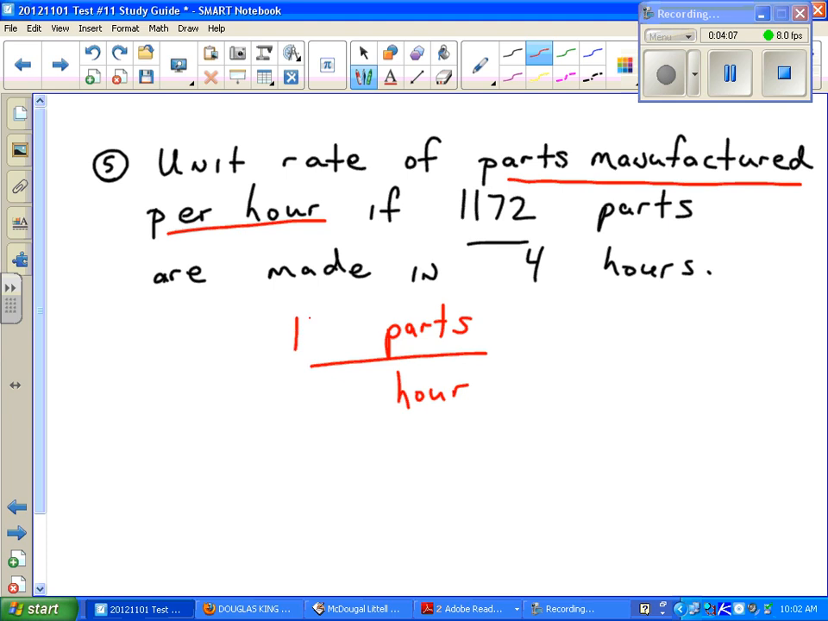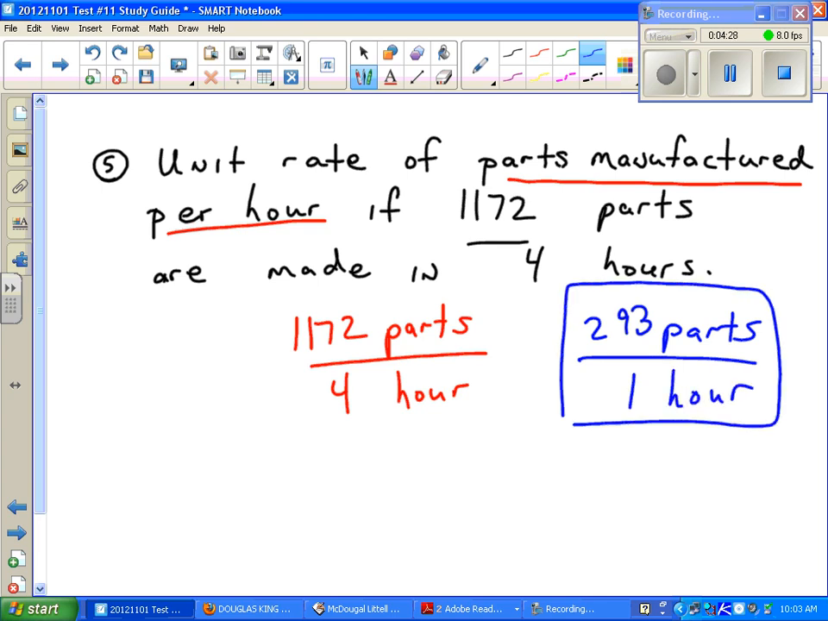So the parts are 1,172 parts, and it's in 4 hours. That just says 1172 divided by 4. When you do 1,172 divided by 4, you actually get 293 parts per 1 hour.